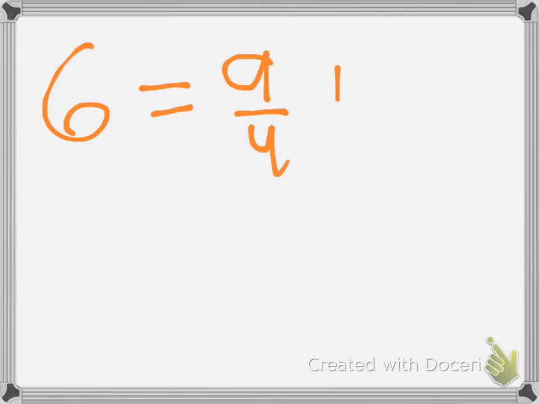So our first example or problem is 6 equals a over 4 plus 2. Now what we need to do is solve for a. That means we need to get an answer that will plug into a, and that will get us a good answer, or the perfect answer.